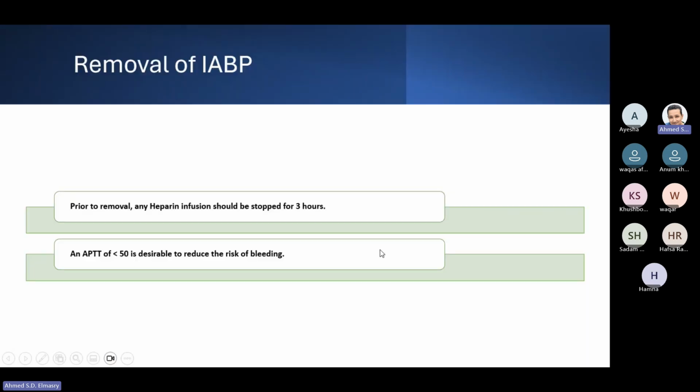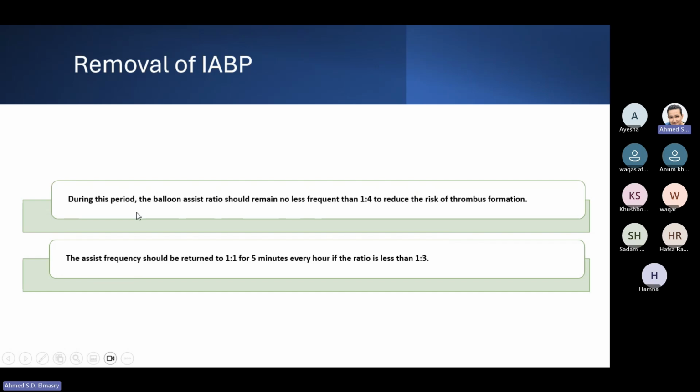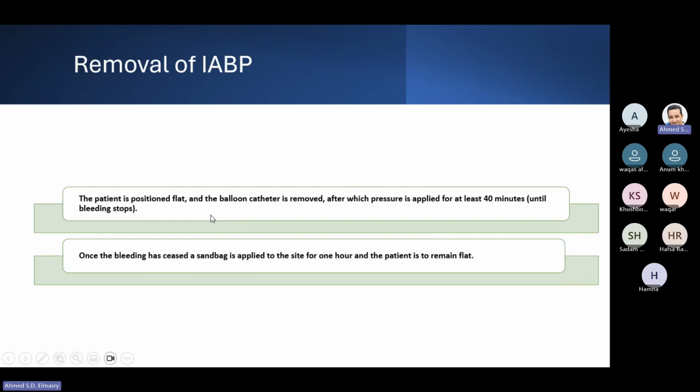And prior to the removal of the intra-aortic balloon, you have to stop the heparin infusion for 3 hours, and make sure that the APTT is less than 50 in order to reduce the risk of bleeding. During this period, the weaning protocol for the intra-aortic balloon should be conducted, and if the patient is stable, you can proceed for removal of the intra-aortic balloon.